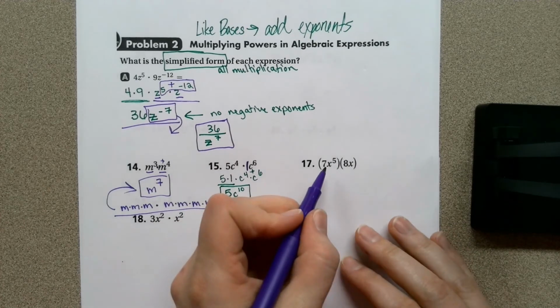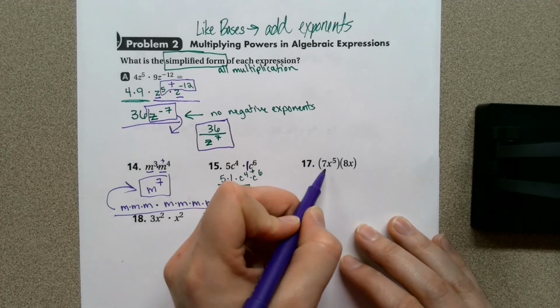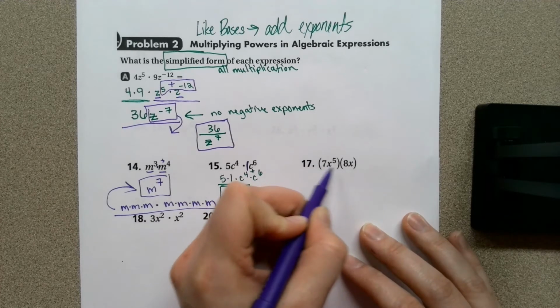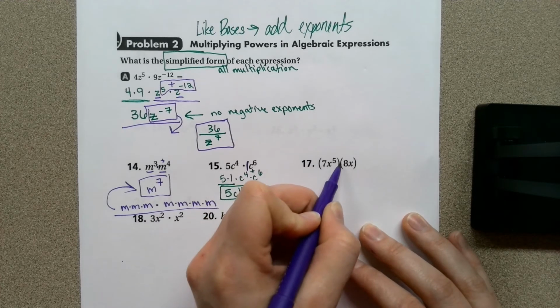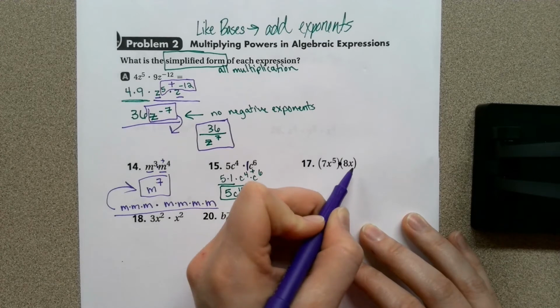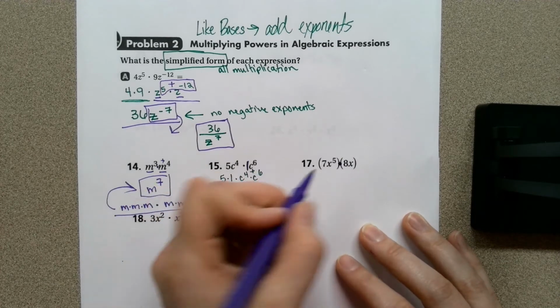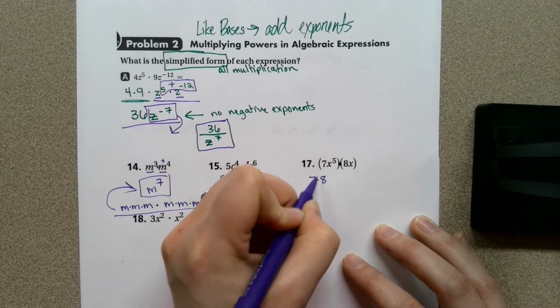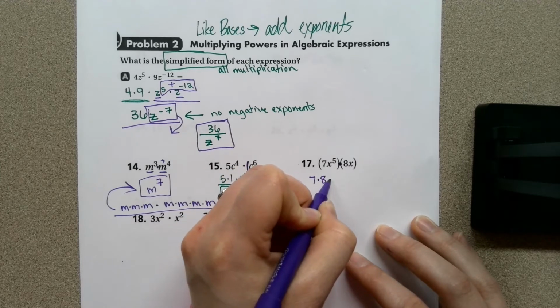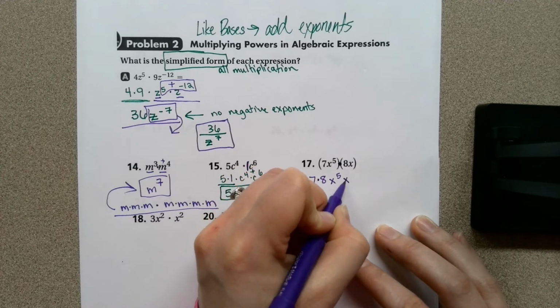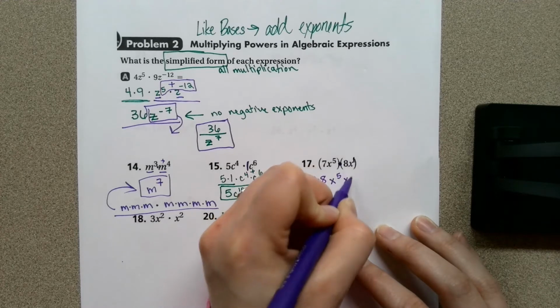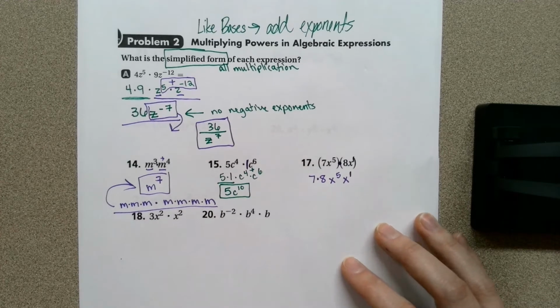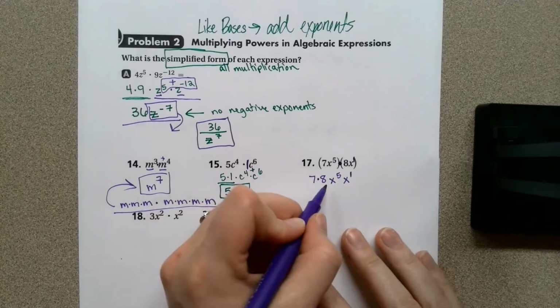We can do the same thing with number 17: 7 x to the 5th. Again, it's all multiplication. It's multiplication in between the parentheses and multiplication within the parentheses. So we're going to use that commutative property and reorder them. I'm going to put the 7 times 8 next to each other with x to the 5th and x. This is going to be to the 1st, so I'm going to show that one just to remember that it's there. And then simplify what we know.